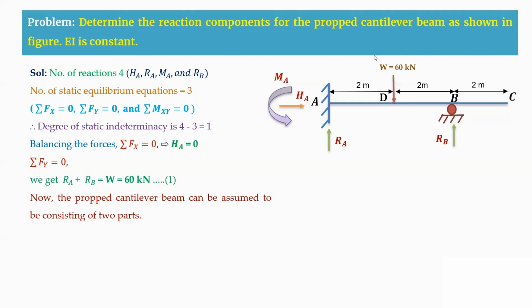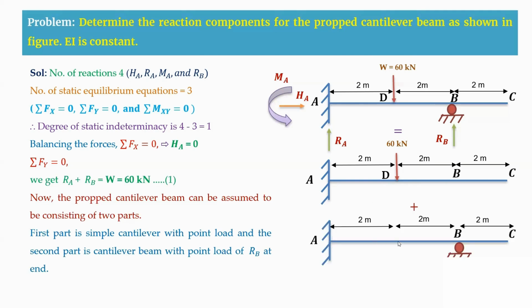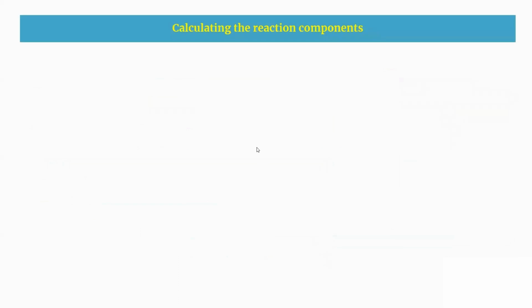We are going to assume this entire proper cantilever beam into 2 parts. So first part is something like a simple cantilever beam, which is having only the external load that is acting, that is a point load, which is of 60 kilonewton. Now this load is acting like an eccentric point load. And the second part is the same cantilever beam, but at this B support, instead of this prop, we are having a vertical reaction that is upward, which is acting at this B support. Therefore, this vertical reaction RB is treated as a redundant force. In the next slide, we are going to calculate the reaction components.